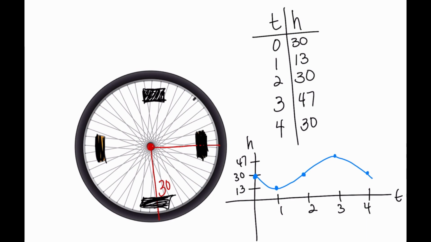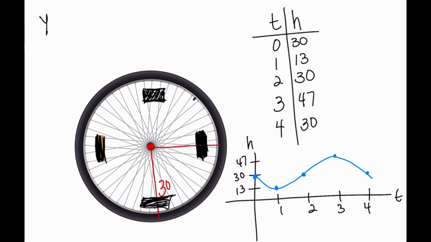Here what I have is a sine graph, but if you notice, this is going to be a negative sine graph. So the positive sine graph is going to look like this, and the negative sine graph is going to go down and then up. And that is what's happening in my graph. So I know that this is going to be modeled best by a negative sine graph.